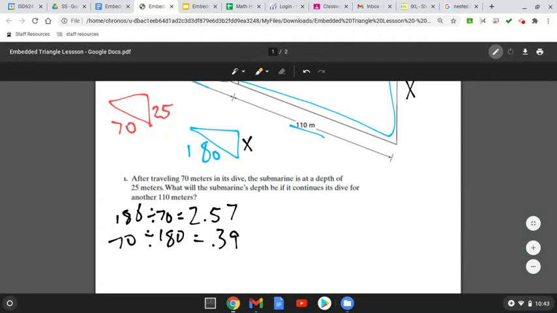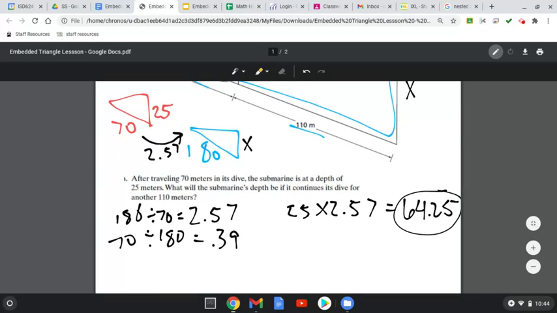Okay, you can use whatever scale factor you want. It doesn't matter to me. The x is in the bigger shape, so going towards the bigger shape, I know my scale factor is bigger than 1, so that would be 2.57. So I can do 25 times 2.57 to get that answer. So 25 times 2.57, I got 64.25.